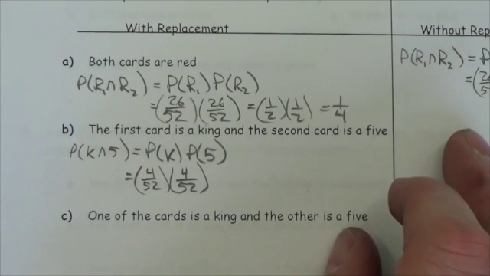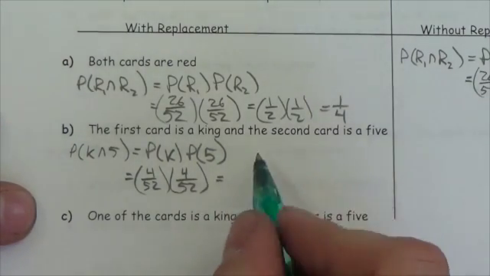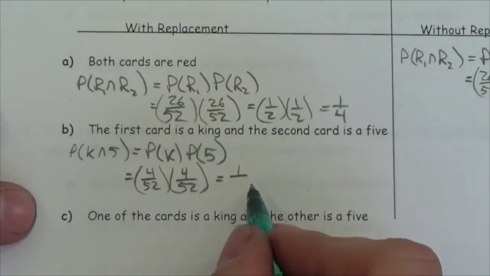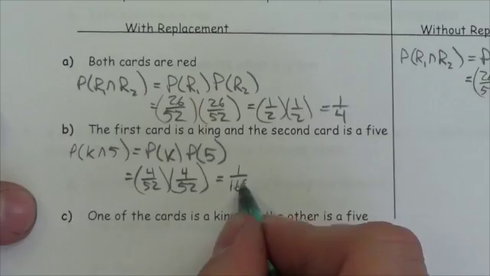So we go to our calculator here, or no, you don't even have to. You can probably just figure that out because these are going to cancel. But you're going to be left with, basically this is like 1/13 times 1/13. The answer is going to be 1 over 169.